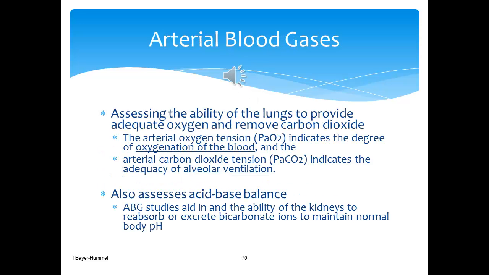Arterial blood gases. Why do we look at arterial blood gases? Because it assesses the ability of the lungs to provide adequate oxygen and remove carbon dioxide. The arterial oxygen tension, PaO2, indicates the degree of oxygenation of the blood, and the arterial carbon dioxide tension, PaCO2, indicates the adequacy of alveolar ventilation. Also assesses the acid-base balance. ABG studies aid in assessing the ability of the kidneys to reabsorb or excrete bicarbonate ions to maintain normal body pH.